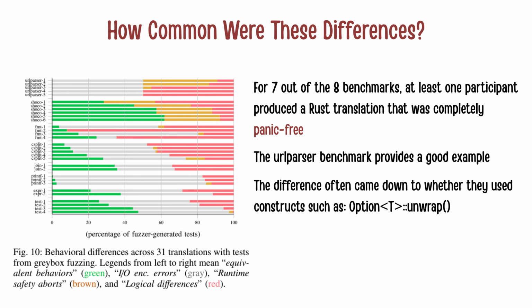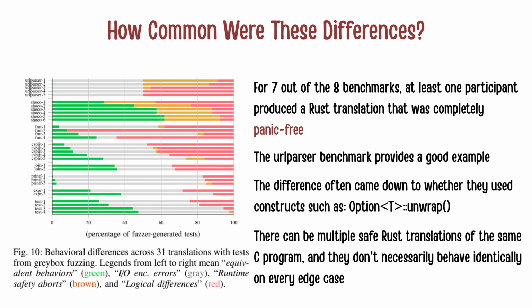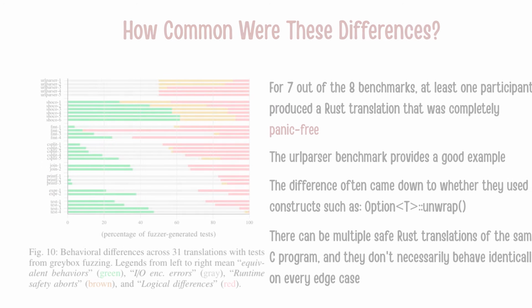The difference often came down to whether they used constructs such as Option<T>::unwrap. One programmer might explicitly handle the possibility that a value doesn't exist. Another might use unwrap and allow Rust to panic if the assumption is violated. Both approaches can be memory safe, but they have different external behavior. And this illustrates an important point. There can be multiple safe Rust translations of the same C program, and they don't necessarily behave identically on every edge case.